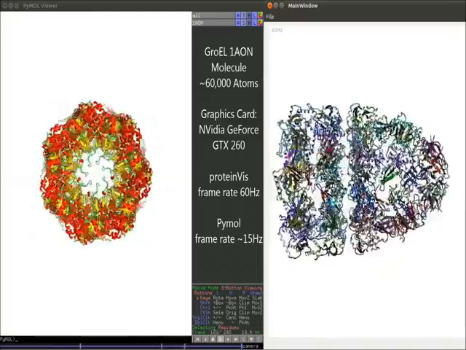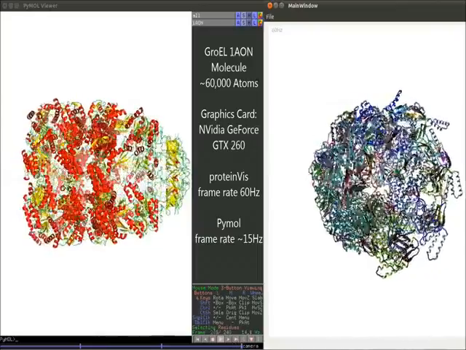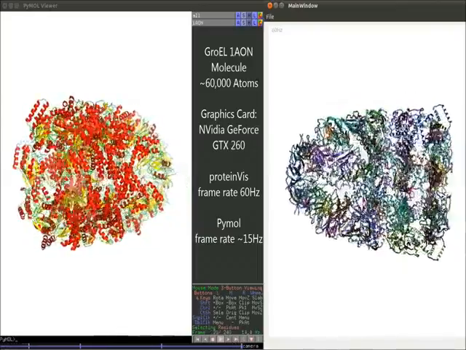We conclude the video by giving a quantitative comparison of PyMol against Proteinverse. The specs of the molecule being rendered and the card are as listed.